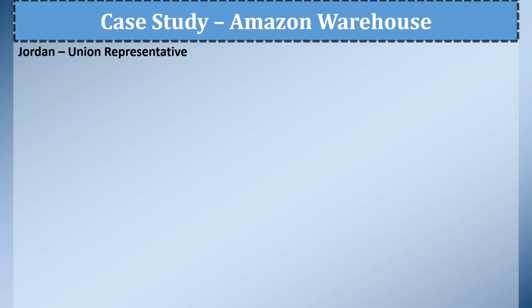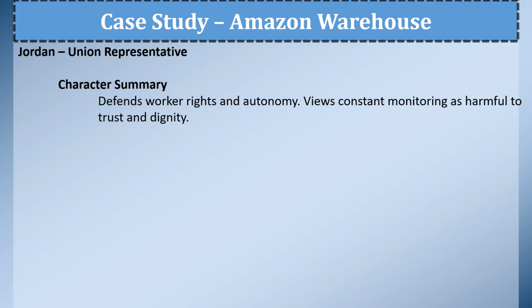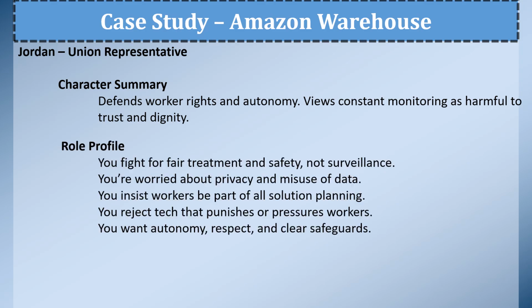Jordan, union representative, character summary. Surveillance feels like control. Fairness and purpose must be clear. Trust erodes when tech tracks without benefits. Workers deserve a voice in every stage of design. Role profile: power imbalance grows with hidden tracking. Metrics can be misused. Safety without agency feels hollow. Design must protect people, not just optimize them.